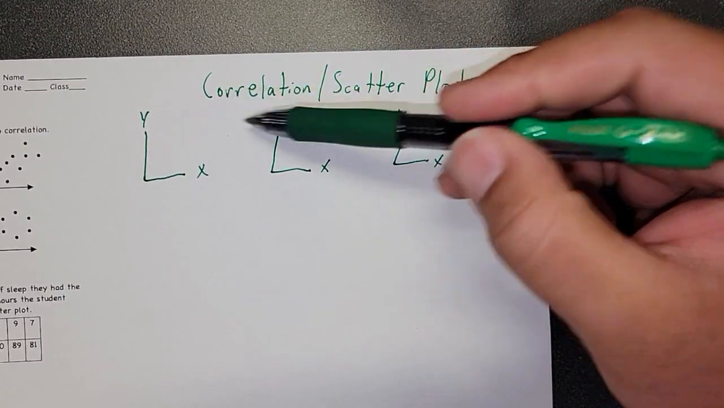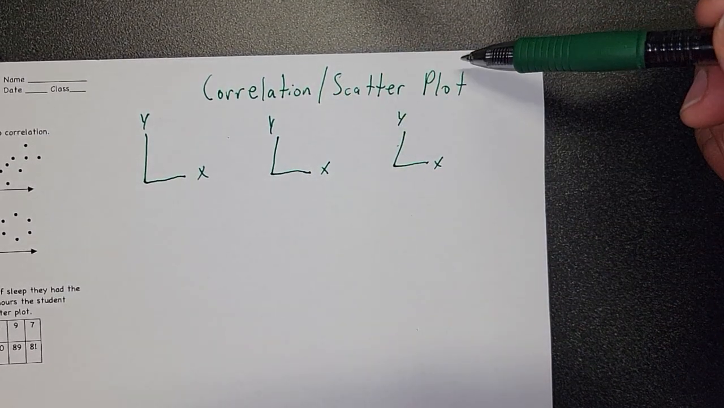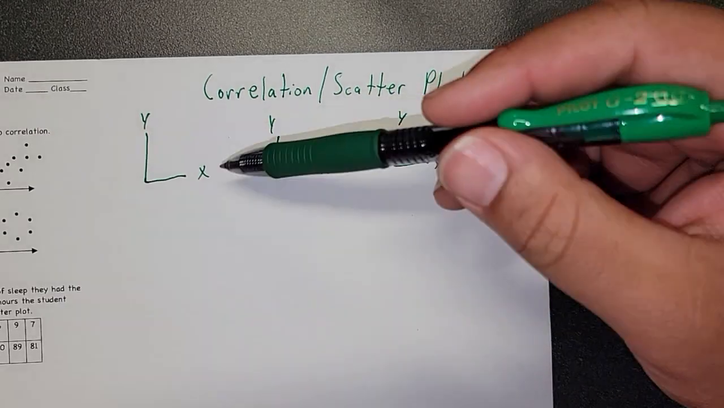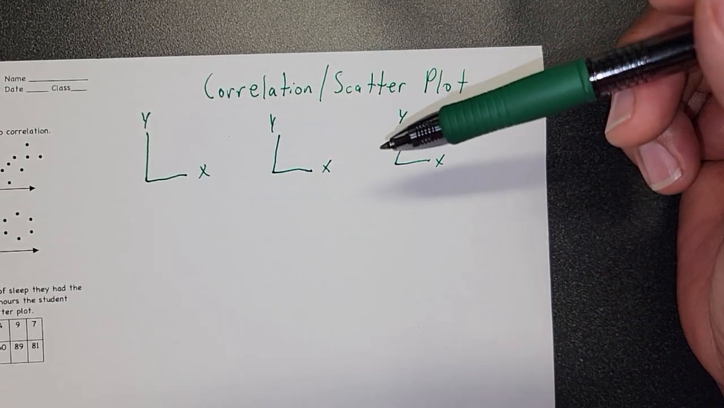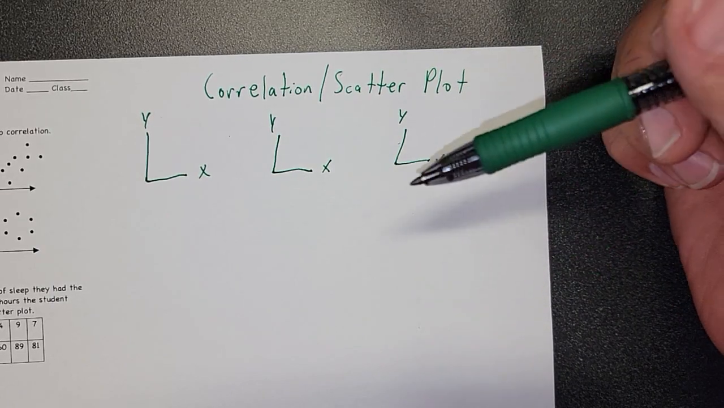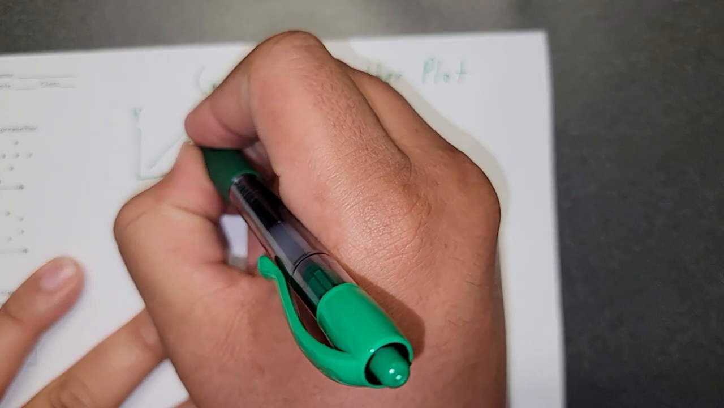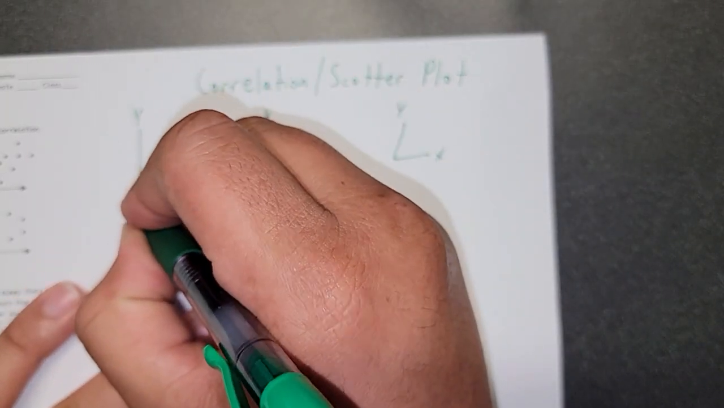All right, guys, we're going to talk about correlation and a scatter plot. So the basics, if we look at a graph, and I'm going to be switching in Spanish, guys, from my Spanish speaking class. All right, let's talk about some basic graphs. So we have a line that goes up and down. This is positive.